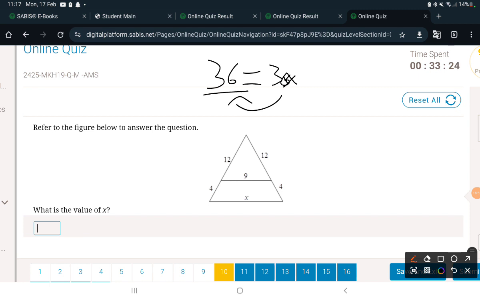Take multiply by 3 to the other side. Divide by 3. 36 divided by 3 is 12. 3 divided by 3 is 1. So x equals 12.